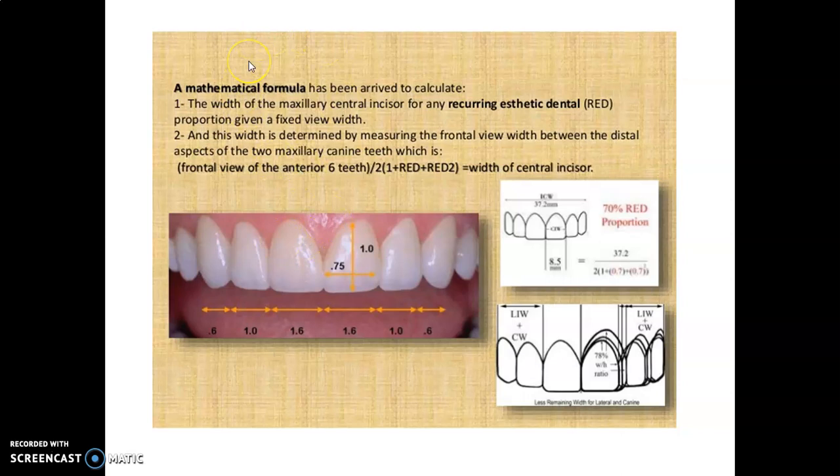Now aspirant, you can get your golden proportion from this simple equation: frontal view of NDS60 divided by 2 into 1 plus RED, that is recurrent aesthetic dental, plus 2 RED. So you're going to get your value, that's 1:1.618. And remember the different values: 0.6 for your canine, 1.0 for your lateral incisor, and 1.6 for your central incisor. And remember always, aspirant, this recurrent aesthetic dental is always 70% proportion, not more than that.